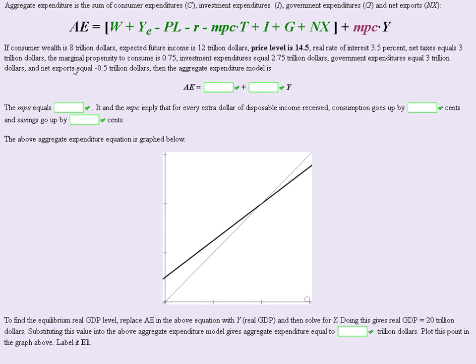Okay, let's do our question in the tutorial now. These are the same exact numbers that we had before. So we plug in the $8 trillion for wealth, 12 trillion for future expected income, 3.5 for the real rate of interest, 0.75 for the MPC, 3 for taxes, net of transfers, 2.75 for business investment, 3 trillion for government spending, and net exports are a negative 0.5.